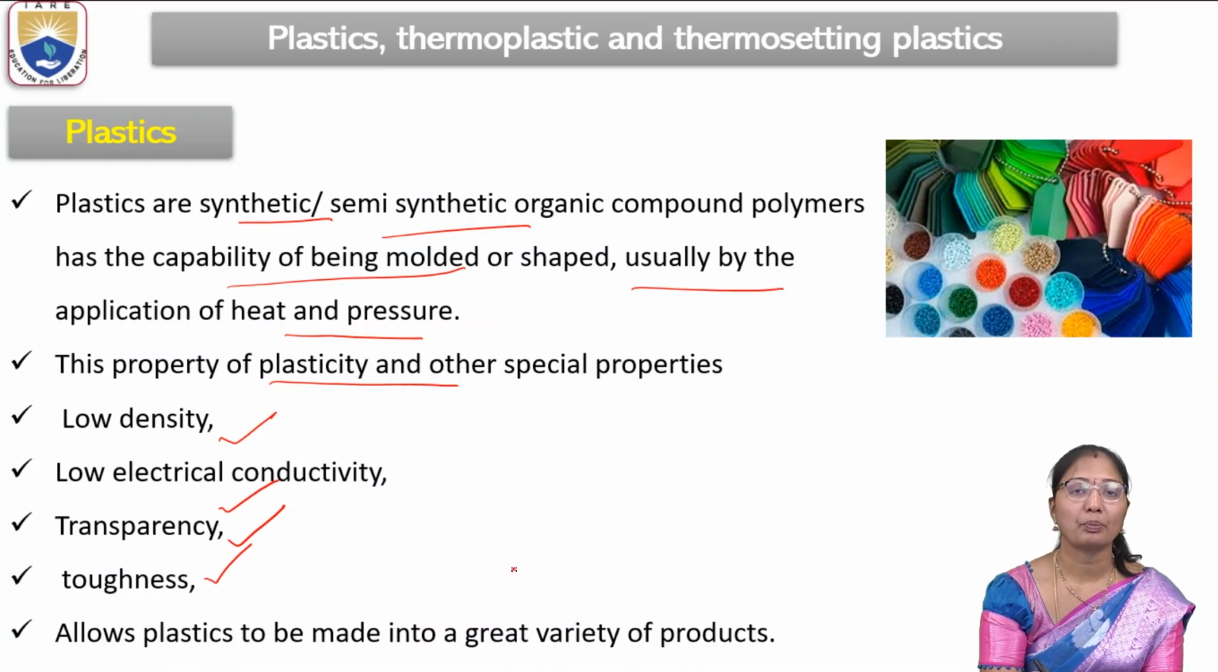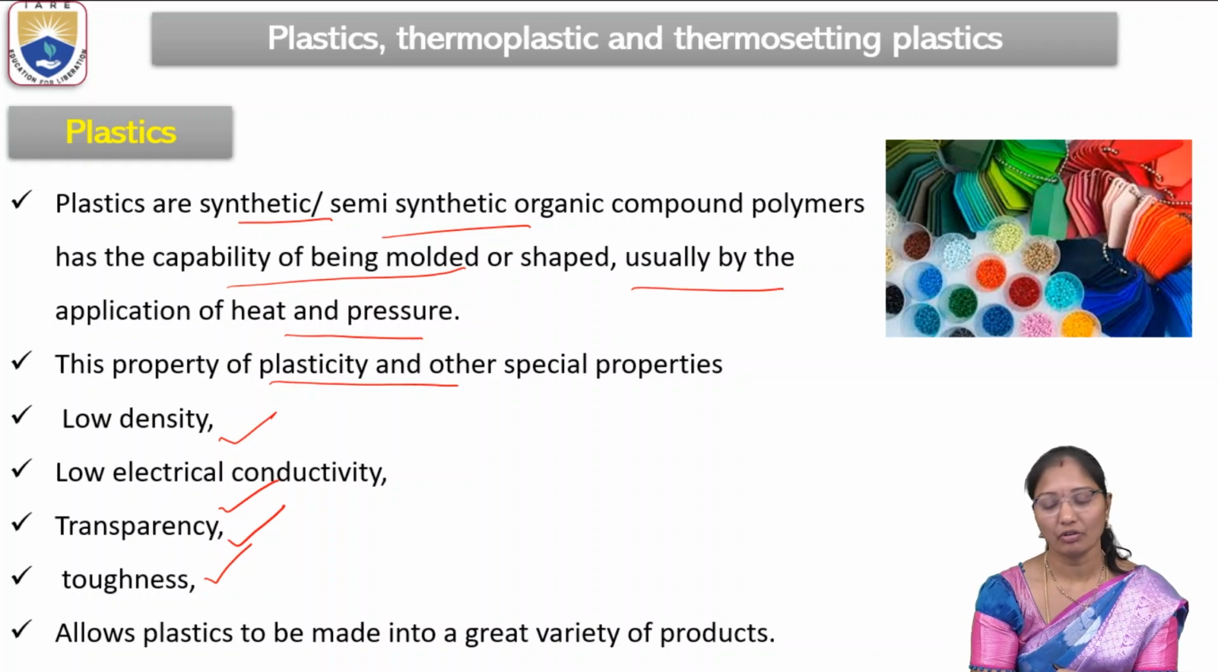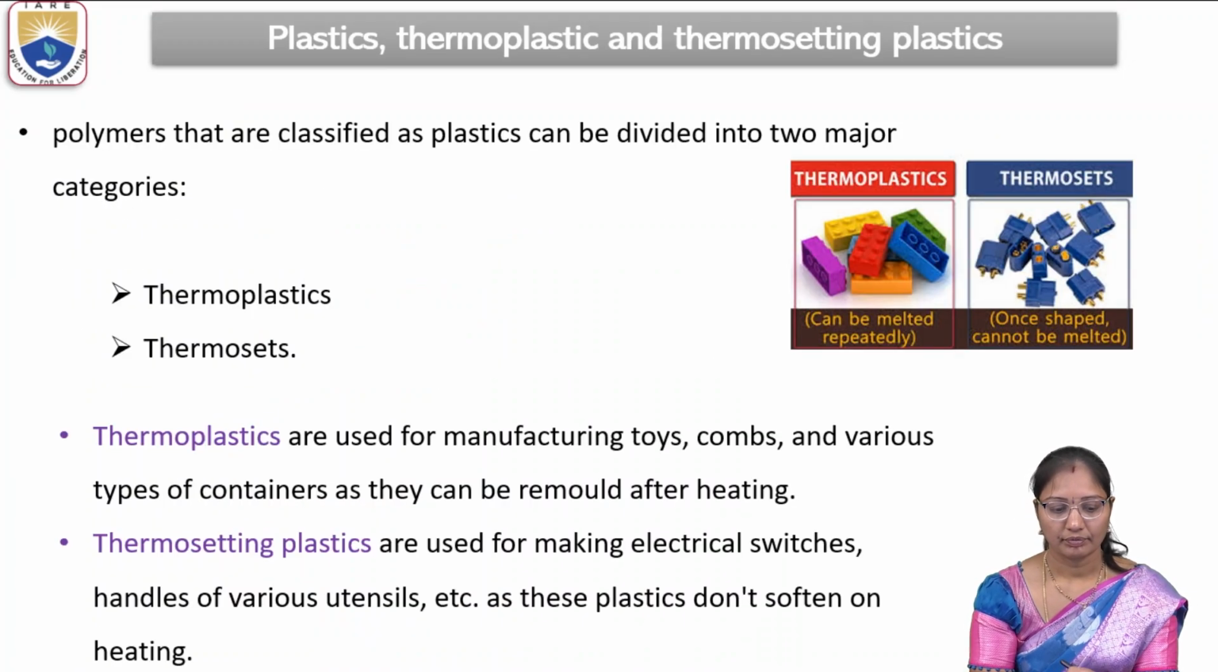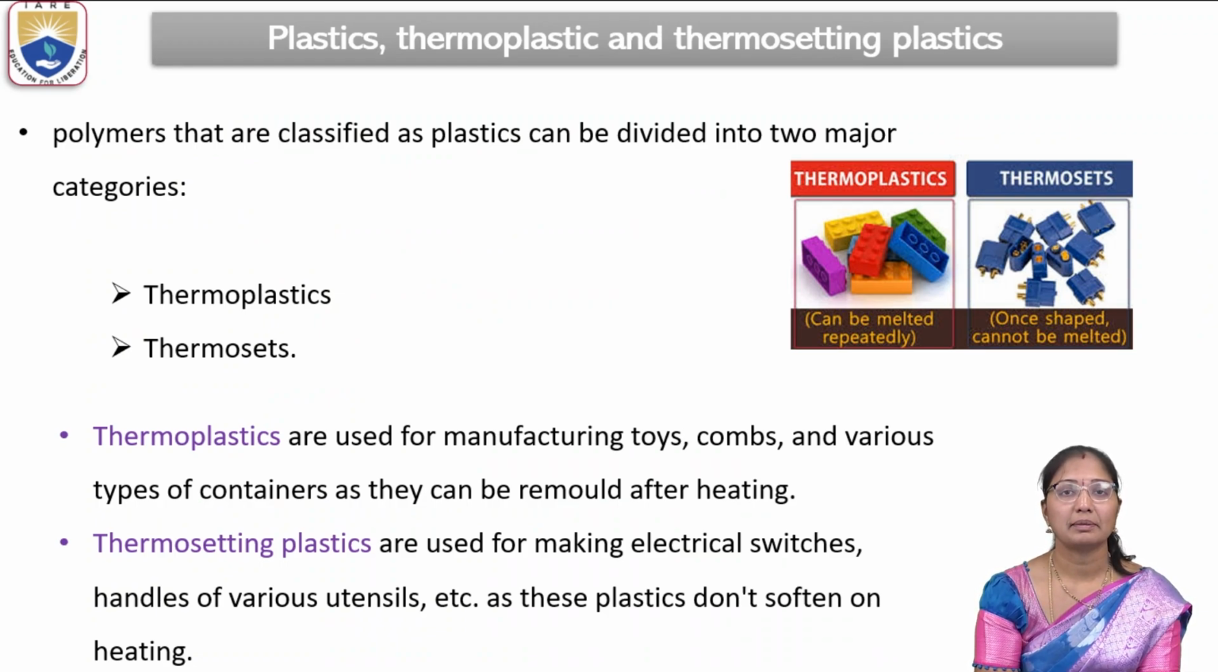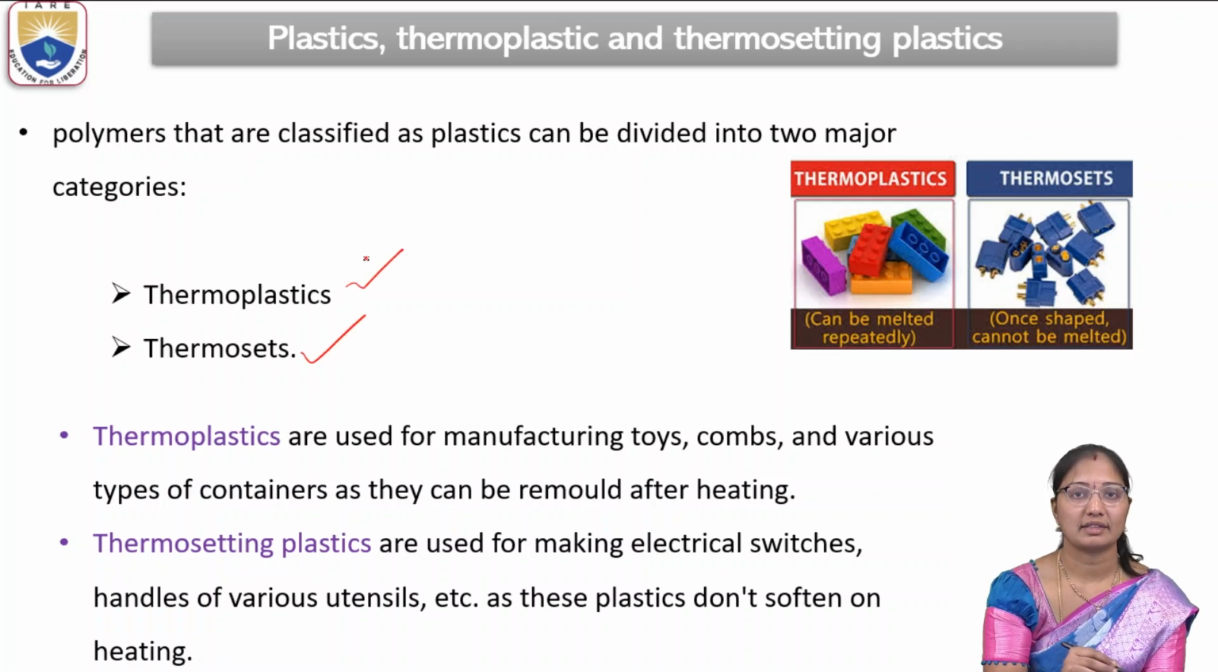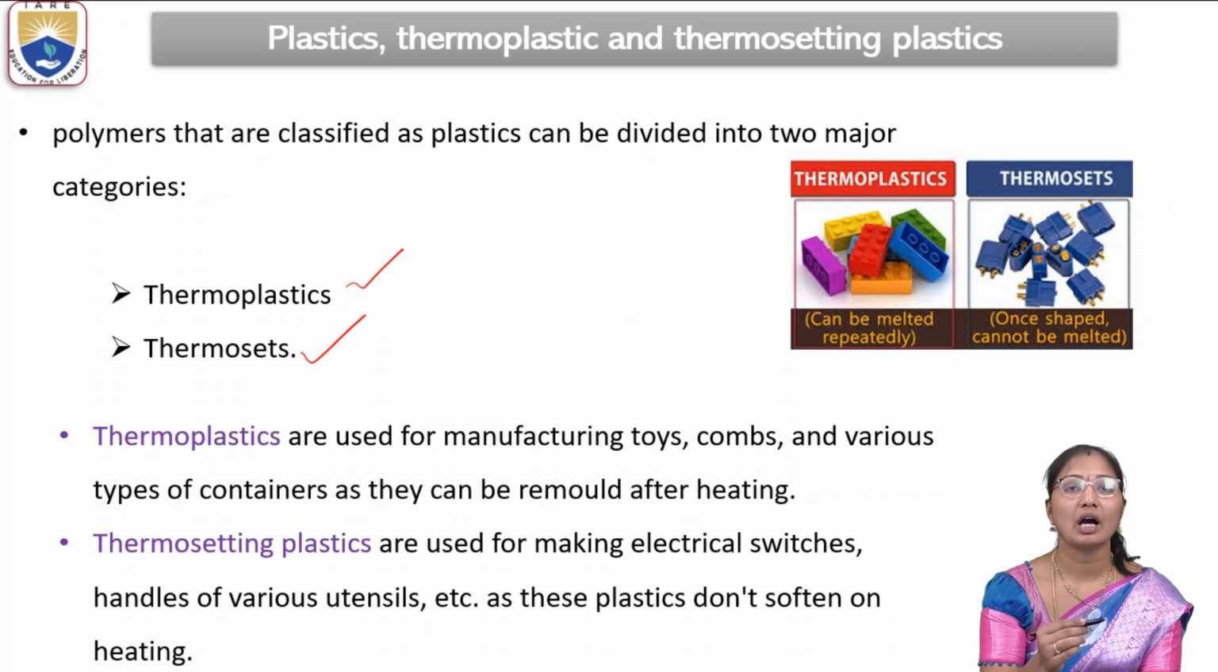So these special properties of plastics give the advantage of allowing plastics to be made into a different variety of products. These plastics are divided into two types, namely thermosetting plastics and thermoplastics. Now we are going to see how they differ.